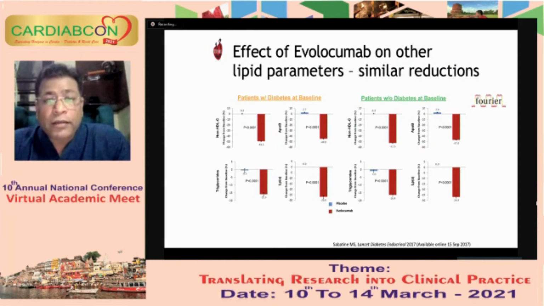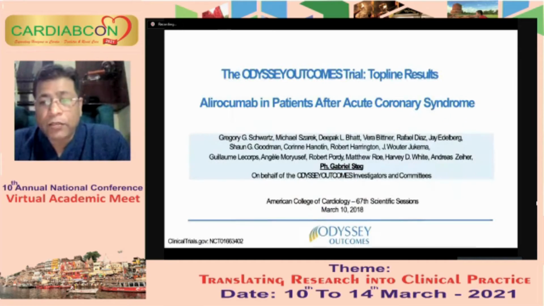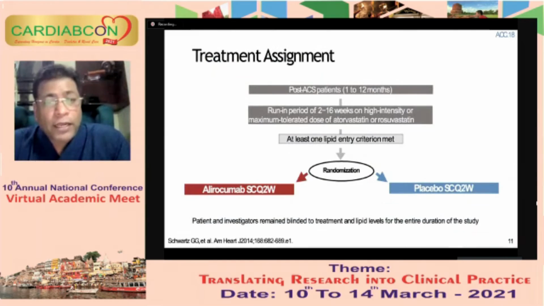The effect of PCSK9 inhibitors on other lipid parameters in patients with diabetes or without diabetes, there is not much of a difference. The ODYSSEY trial also reflected the same findings. It was in post-ACS patients. So we all are aware of the fact that maximum mortality in CAD patients happens because of acute coronary syndrome. And it might be useful for everyone in this CME to know that in India and in Western countries, the kind of ACS is different.